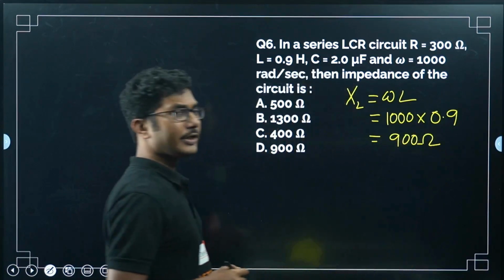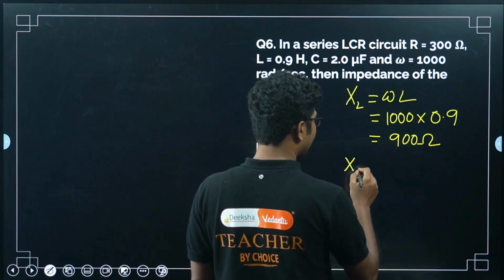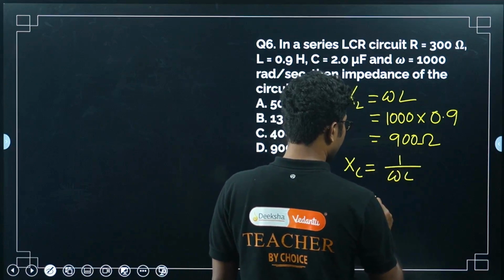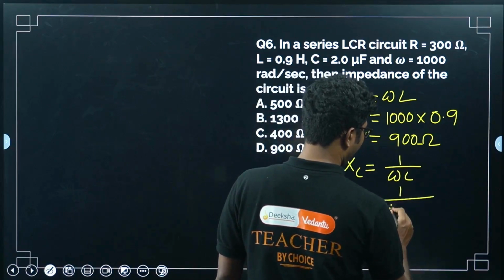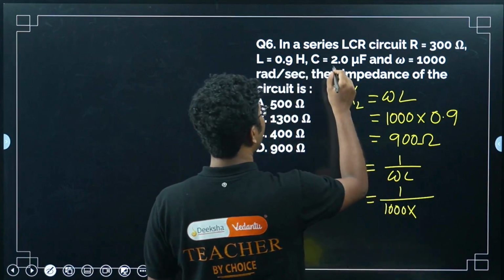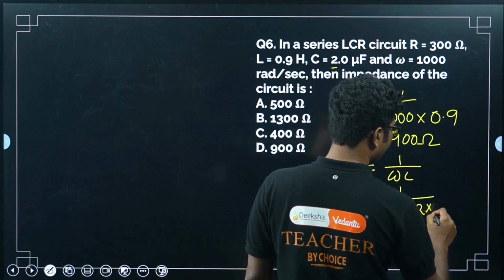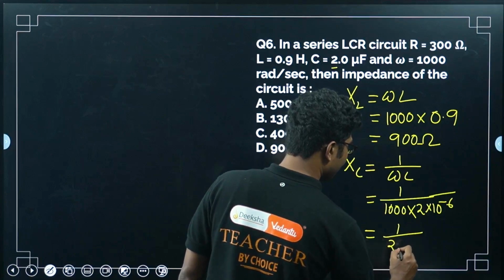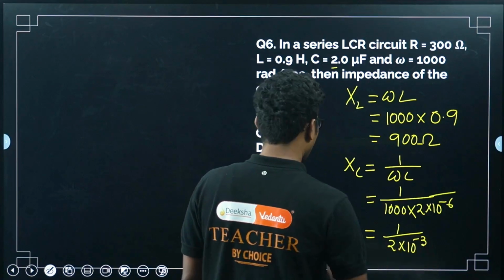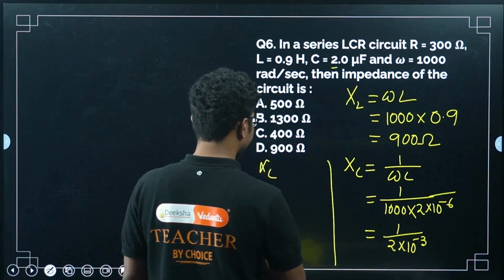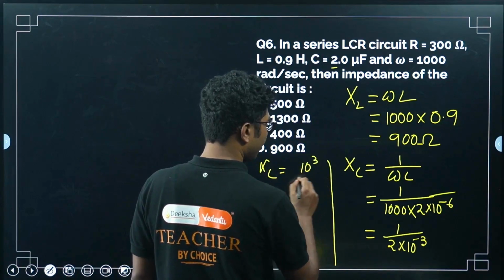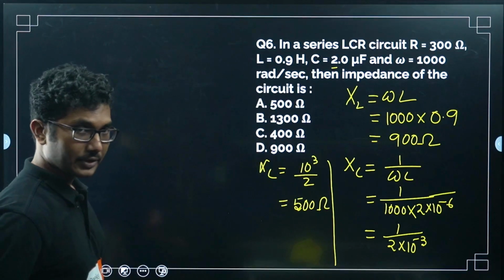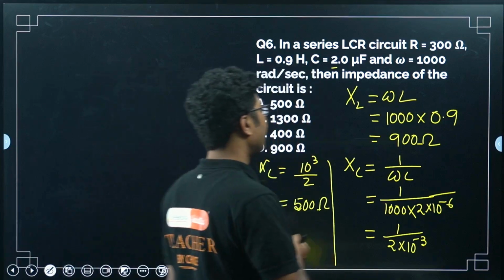As I said, the unit of XL and XC is the same as that of resistance, right? And XC will be 1 by omega C. Omega is again 1000, and C is 2 microfarad. 2 microfarad means 2 times 10 to the power of minus 6, right? So XC will be 1 by 2 times 10 to the power of minus 3, or 10 to the power of 3 divided by 2, that is 500 ohm. Okay, so 10 to the power 3 means 1000, and 1000 divided by 2 is 500, right?